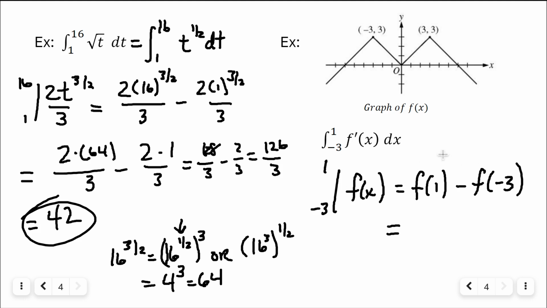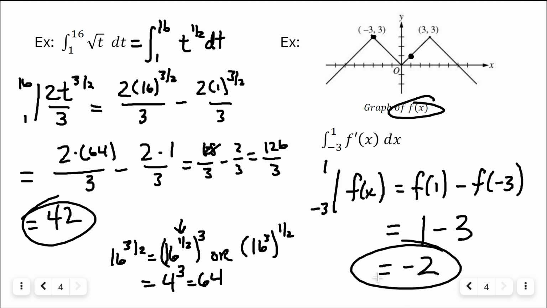So how am I going to do that? Well, this is the graph of f of x. So f of 1 is just literally on the picture. If I go right 1, I go up 1. So f of 1 is 1. F of -3, if I go left 3, that's my point at 3. So this is -2. And that's the correct answer.